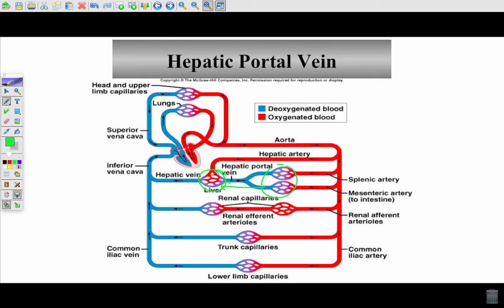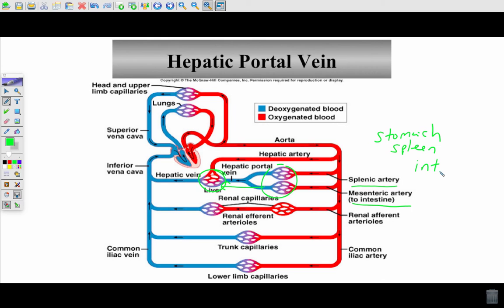Okay, this is a hepatic portal vein. Hepatic portal vein drains one set of capillaries and that lead to another set of capillaries. The set of capillaries it drains come from the splenic artery and the mesenteric artery. Okay, and those are bringing blood from the stomach, from the spleen, and from the intestines.